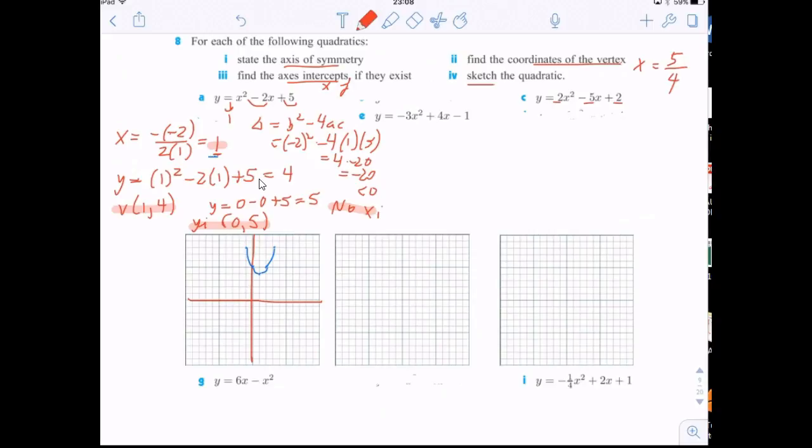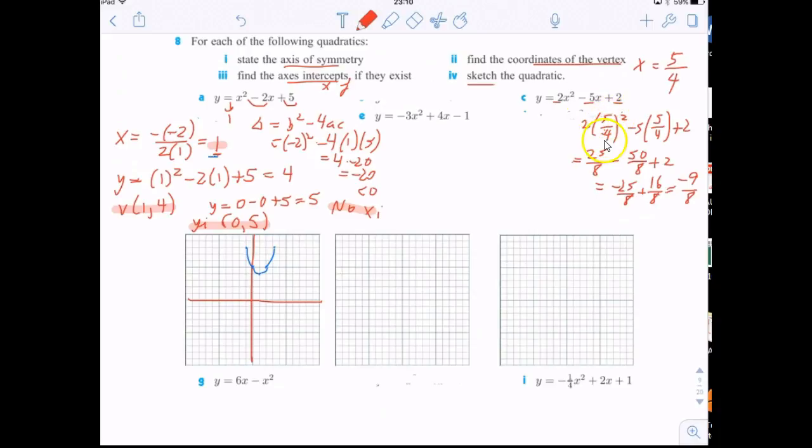So how do we find the y coordinate of the vertex? So we're going to put 5/4 in this equation. So it's going to be 2 times 5/4 squared minus 5 times 5/4 plus 2. Okay, let's bring some bad memories of elementary school back. So we're going to do some fraction manipulation here. We put in 5/4 for x here and here. We square the top, we get 25. We square the bottom, we get 16.